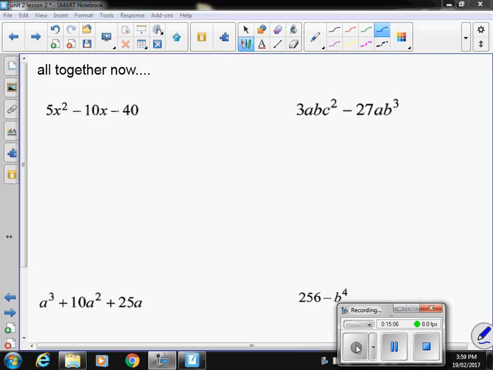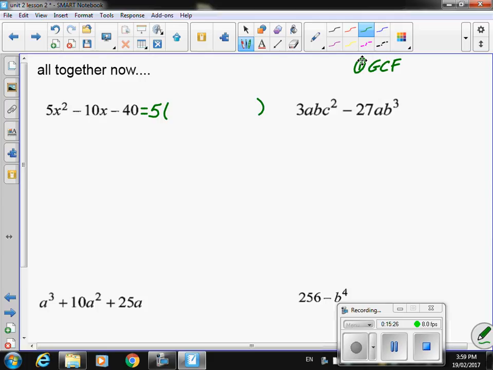Okay, one more and see if we've got it. First one, 5x squared minus 10x subtract 40. I'm thinking number one, is there a greatest common factor? We should always do that first, and for this one there is. It would be the number 5. It goes into all three terms.